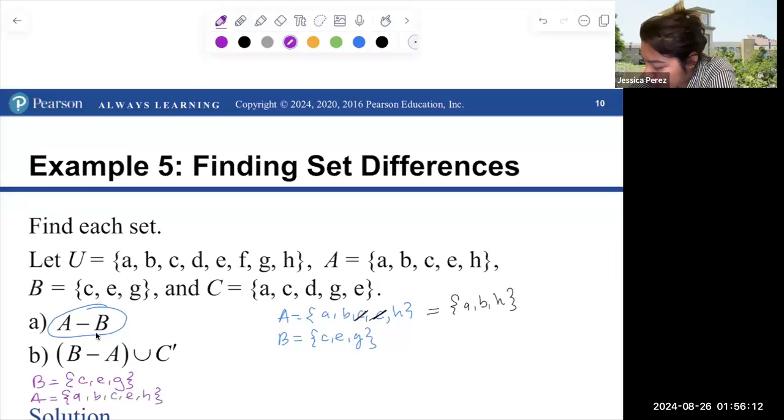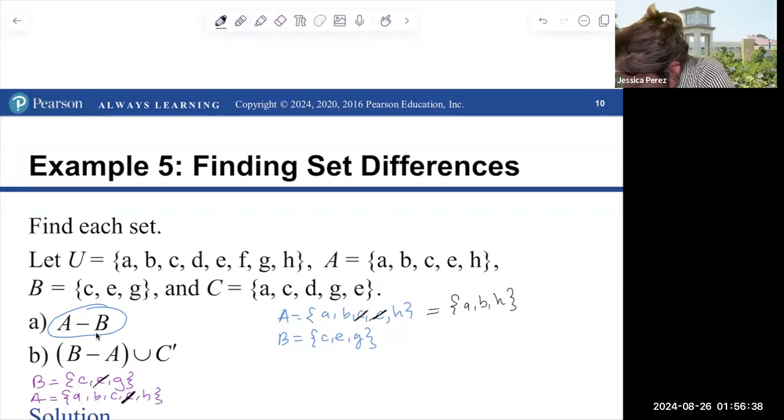So what can I remove? I'm removing A elements. I'm removing E, and that's it. I'm left with C, G. So B minus A, I'm left with C and G because I was only able to remove... Oh, I also can remove, I didn't see that. So let's go back. I'm able to remove E and C. So I'm actually only left with G. So G was the answer from B minus A.